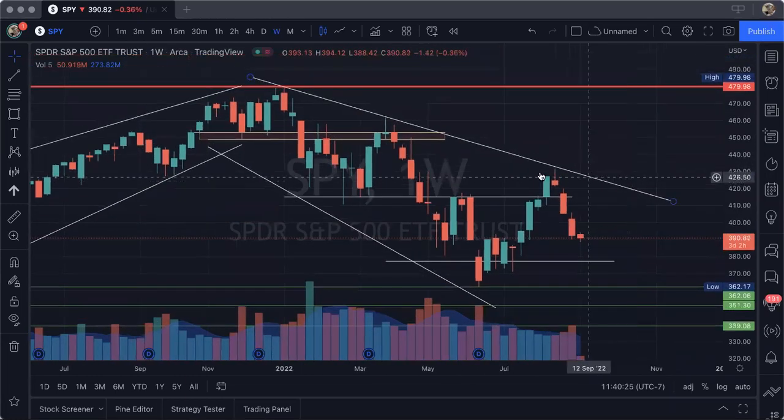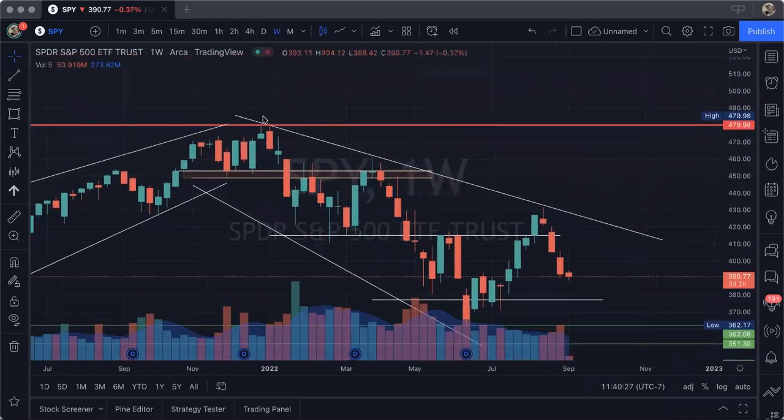So with that being said, key things to keep in mind as well. We had the push down from this line. We had a second push down from that line. And right now we're dealing with the third push down from that line.